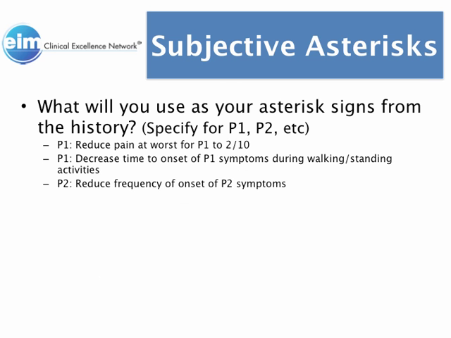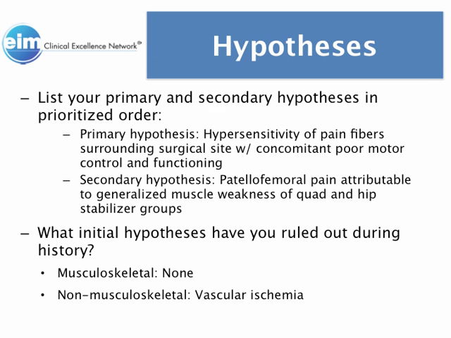P1, 2 things: reduce pain at worst from a 4 to a 2 out of 10, and decrease the time to onset of P1 symptoms during walking and standing activities. For P2, we just simply want to reduce the frequency of how often those symptoms occur. Again, they occur during squatting.